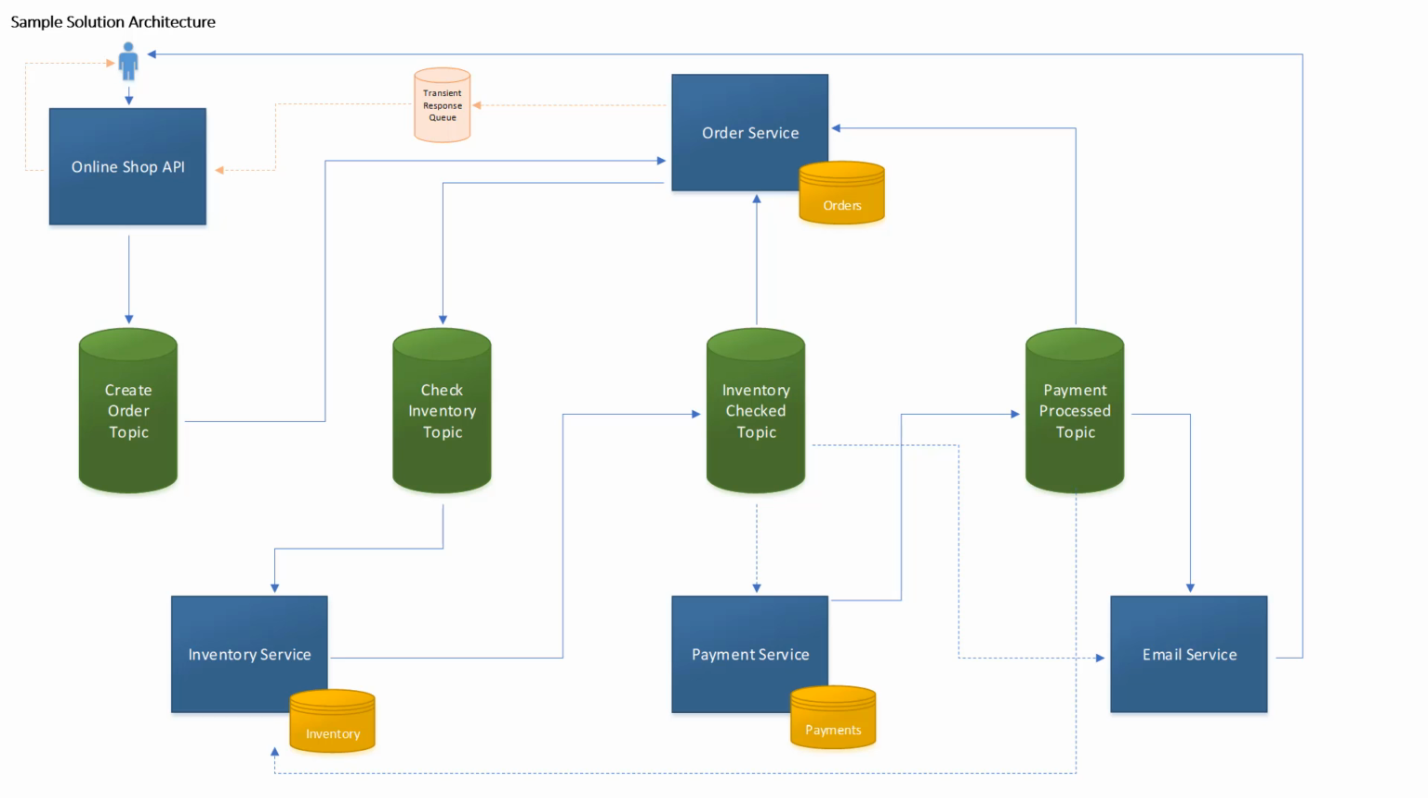In order to build this system, we will utilize several PaaS offerings. The online shop API will be developed as an API app. The order, inventory, and payment services will be Azure Functions. The email service will be a logic app. The messaging mechanism will be Service Bus topics. And for storing data, we will use table storage.